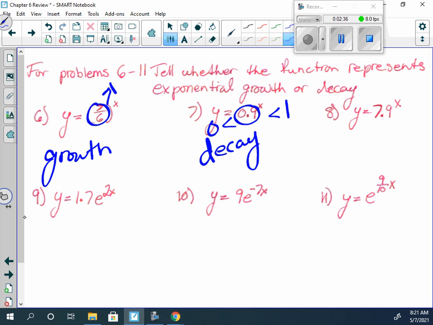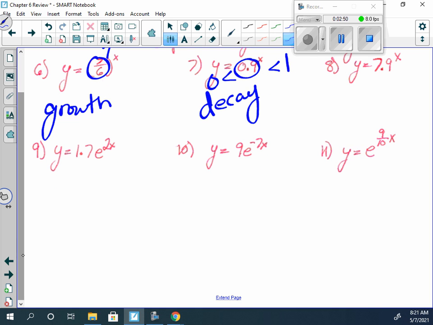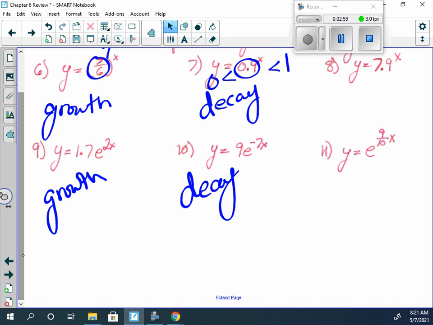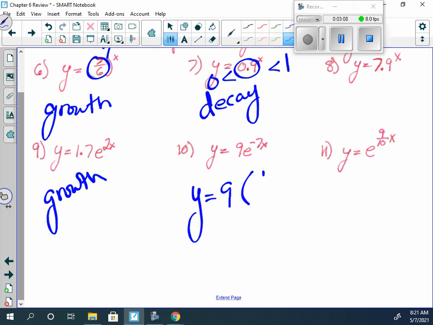Now for 9, 10, and 11, we're really looking at the exponents, because when we have a base of e, we're focused on the exponents. If the exponents are positive, then it is growth. If it is negative, then it would be decay. So for number 9, it would be growth. Because really the reason it is decay for number 10 is, what we can really write this as is 9 times 1 over e to the 7th to the x. So this here becomes between 0 and 1. Is really the reasoning behind that.